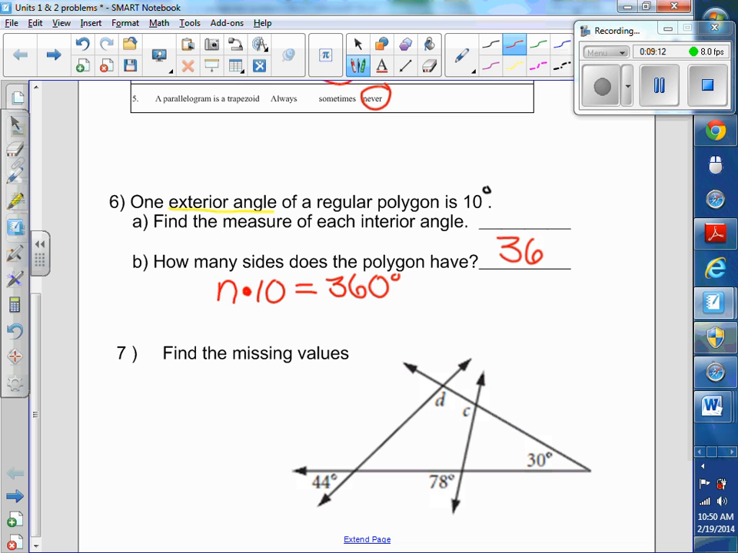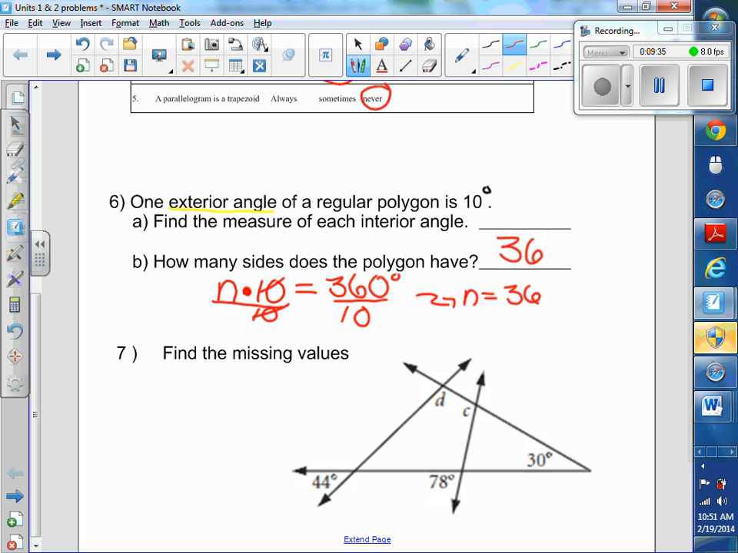Yeah, so something times 10 has to equal 360, which means 360 divided by 10. Here's another one-step problem. N would have to be 36. Can you raise your hand if that makes sense to you, so I know we can move on? Did everybody come to that one way or another? Okay. There's more than one way to come to that.